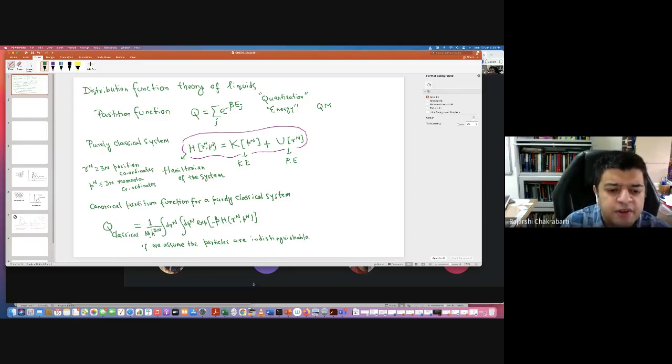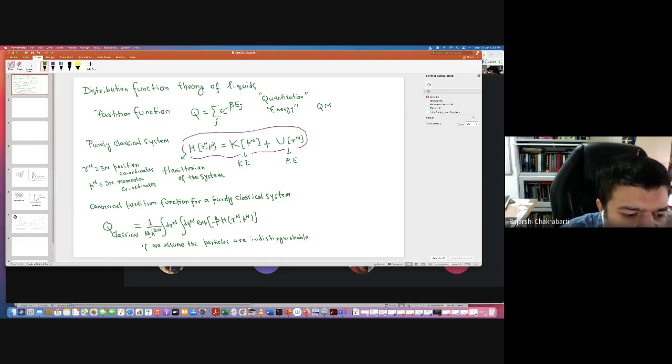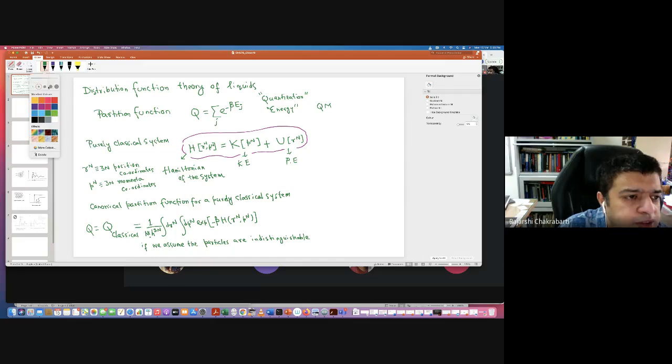And this is your partition function. So rather than calling it Q classical, I am calling it Q only. Okay, so your Q is this. Any question so far? This is not very difficult. This is the definition.